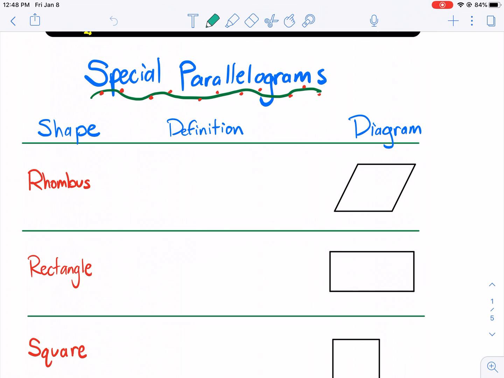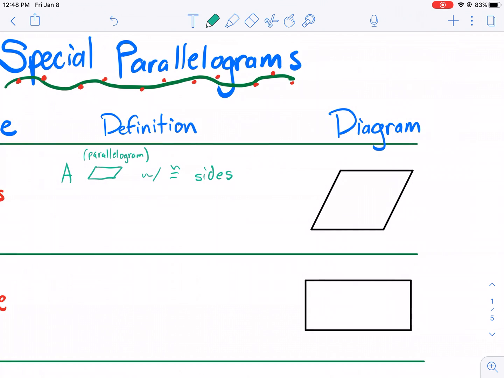First up, we have the rhombus, also pronounced rhombus, depending on who you talk to, but both are correct. And it is a parallelogram, and I'm going to abbreviate it with this symbol, and I'll put it here just so you can reference it, in case you see that in your book. A parallelogram with congruent sides. So it's the same thing as a parallelogram, meaning it has opposite sides that are parallel, but the additional feature is that all the sides are congruent.